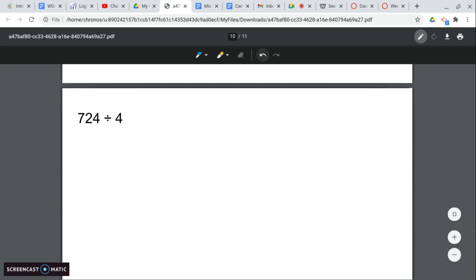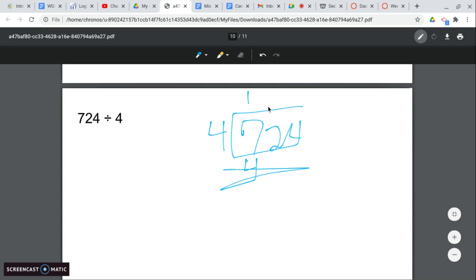All right, our last one, we have 724, and we are dividing it by 4. Can 4 go into 7? Yes, it can, once. 4 times 1 is 4, and 7 minus 4 is 3. We bring down the 2. Can 4 go into 32? Yes, indeed, 8 times. 8 times 4 is 32.